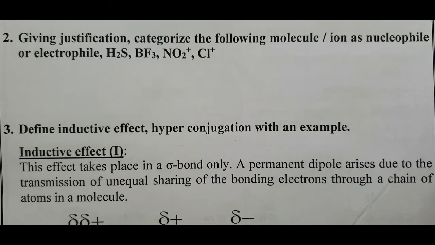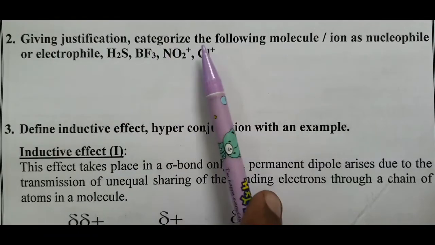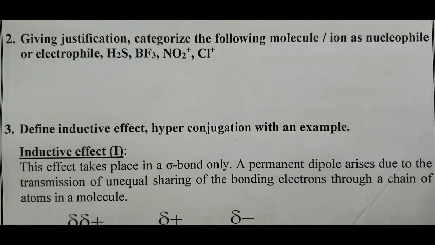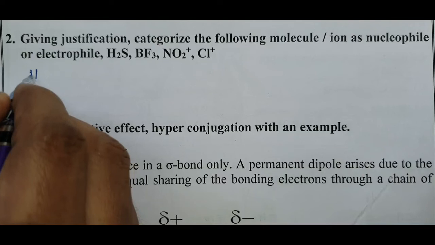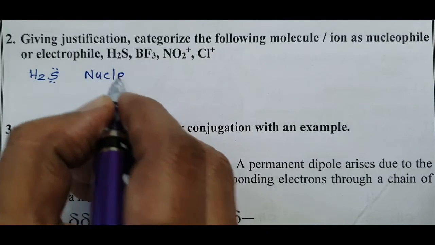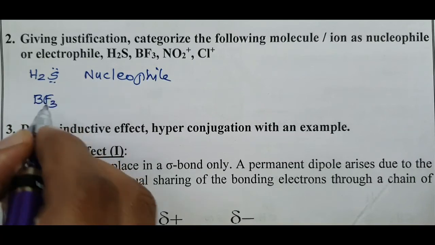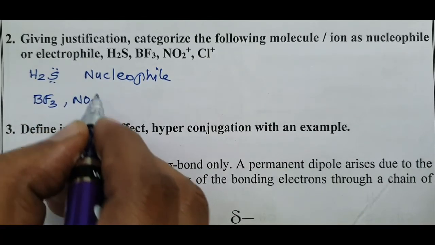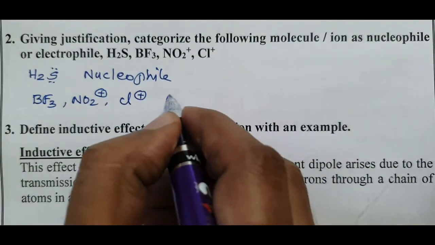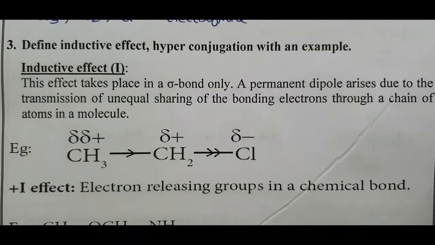Question number 2 under assessment. Giving justification, categorize the following molecules or ions as nucleophile or electrophile. Among the four given, hydrogen sulfide H2S is the only nucleophile. All other three species, boron trifluoride, a Lewis acid, nitronium ion and chlorine plus ion, Cl plus, are called electrophiles.